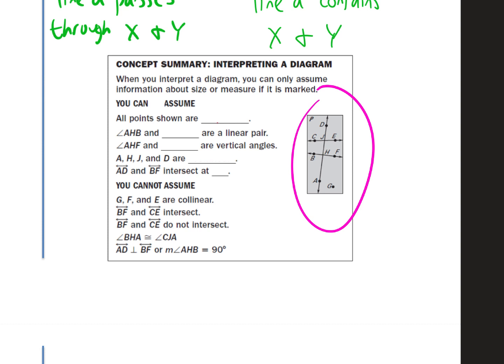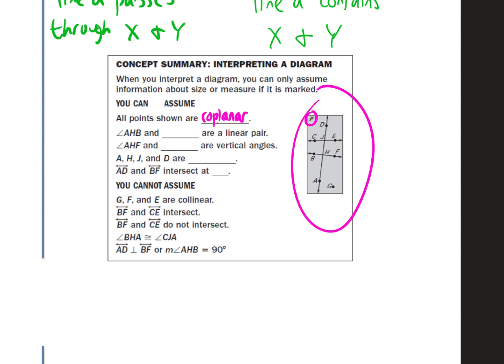Can we assume that all points are on the same line? Well, no, not really. Are they all on the same plane? They are. They're all on that flat plane P. So what's it called when they're all on the same plane? They are coplanar. Okay? There's no points that are floating above or below here.